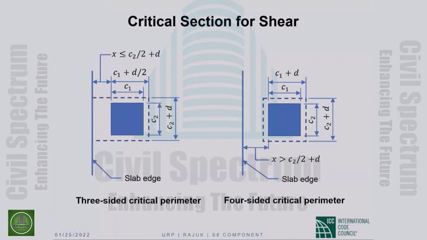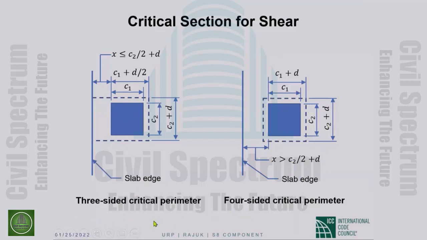the overhang of the cantilever is smaller than or equal to this column dimension divided by 2 plus the effective depth, then we have just three faces to the critical section as shown in this picture. However, if the overhang is larger than this column dimension divided by 2 plus the effective depth, then we have four faces to the critical section.